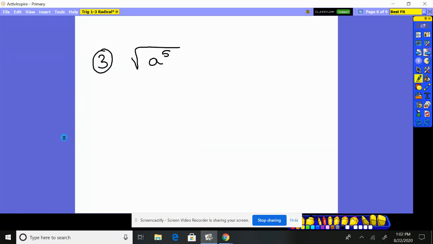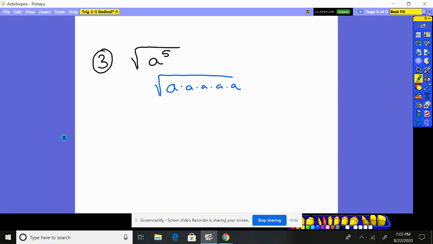Well, now let's use that same idea if we're trying to simplify the square root of a to the 5th power. Well, again, always think what something means. What does a to the 5th mean? Well, this means, let's go to blue, I prefer blue. A to the 5th means a times a times a times a times a.